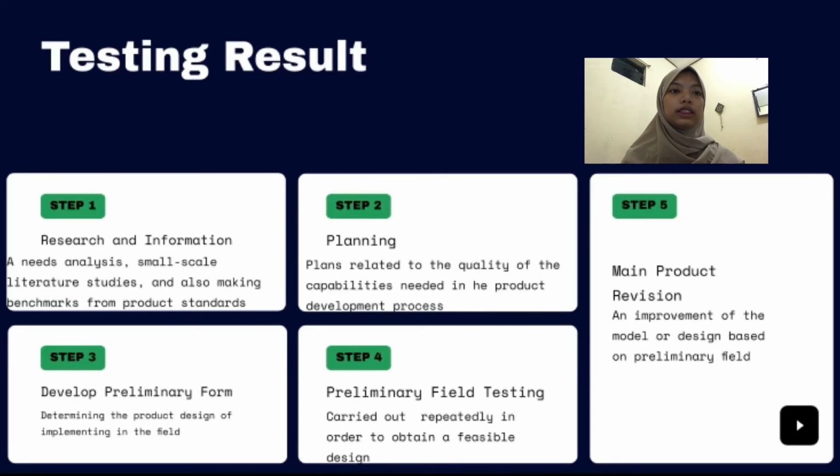In the third method, develop preliminary form of product. This step includes determining the design of the product to be developed, determining the stage of implementing this design, testing in the field, and determining the job descriptions of the parties involved in the research.